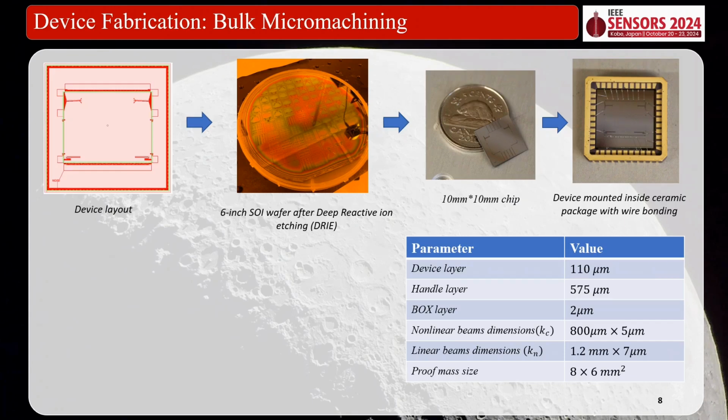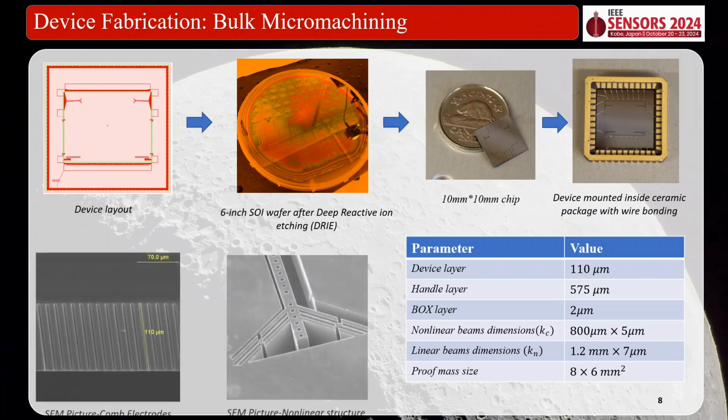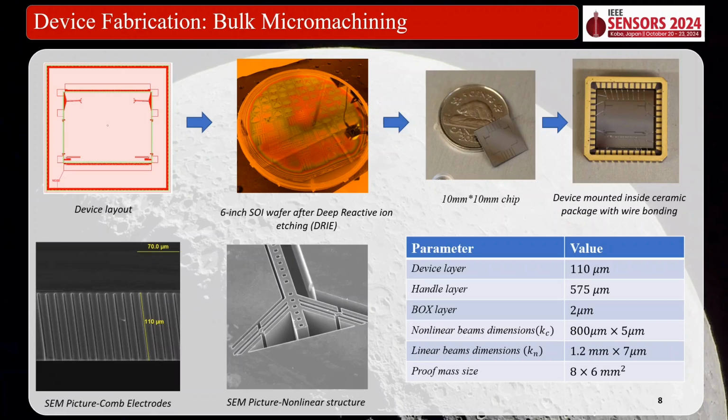Regarding the fabrication, we start with sketching the layout, and then we pattern the layout on SOI wafers, and etch the SOI with deep reactive ion etching, and finally each chip is released by VHF. So this is the final dimension of each chip, and the final device is packaged and wire bonded to a ceramic for testing.